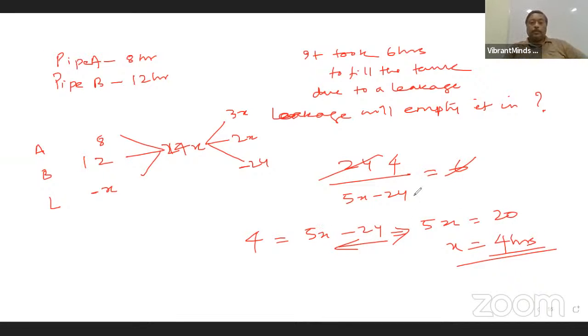Okay, sorry, this is 24x. So 4x, and x will be 24 hours. Okay, this will go there, this will go there. Now see, another question.